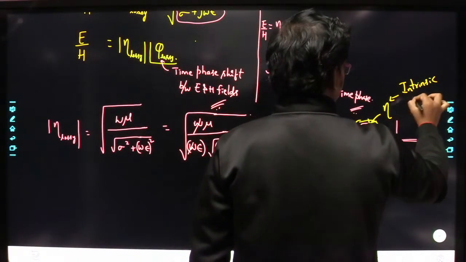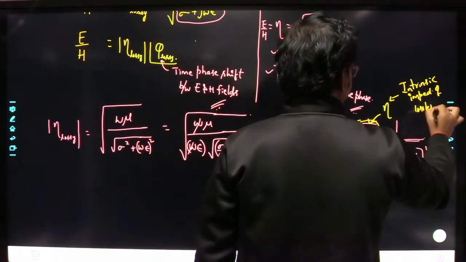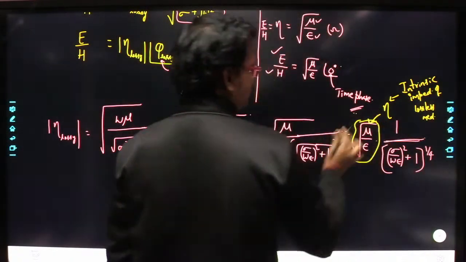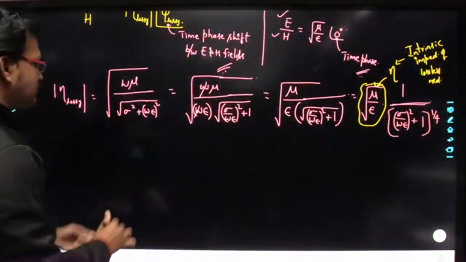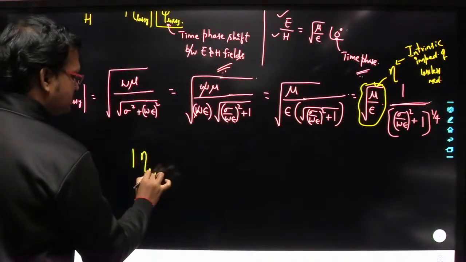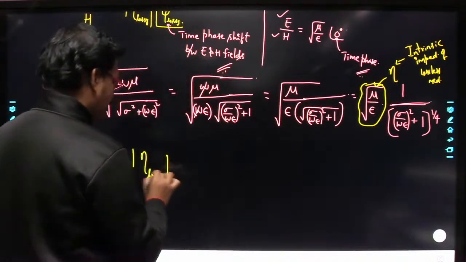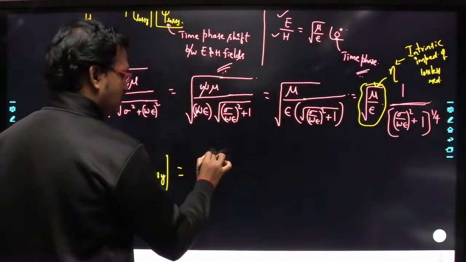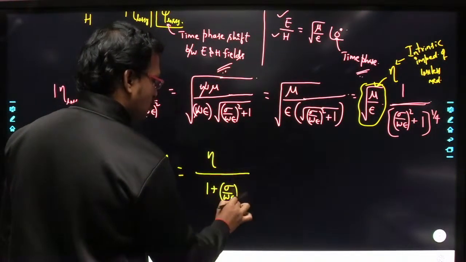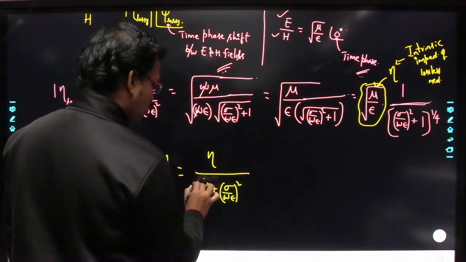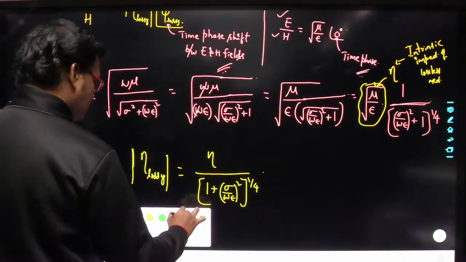So square root of mu by epsilon is equivalent to the intrinsic impedance of a lossless medium. Therefore, we can represent the magnitude of eta lossy in terms of eta. So it is equivalent to eta divided by 1 plus (sigma by omega epsilon) whole square, whole to the power of 1 by 4. So this is the magnitude of eta lossy.